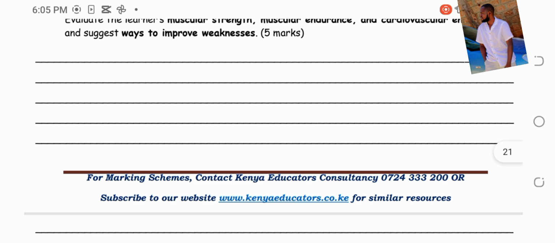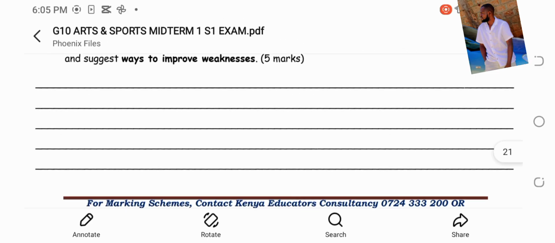So when we look at this one, learner evaluation, we say this learner maybe has strong muscular strength, then weak cardiovascular endurance because they cannot sustain the activities for a longer time. Then how to improve, we can say regular jogging to improve the cardiovascular strength. Then also interval training, where you make the learners train in intervals.